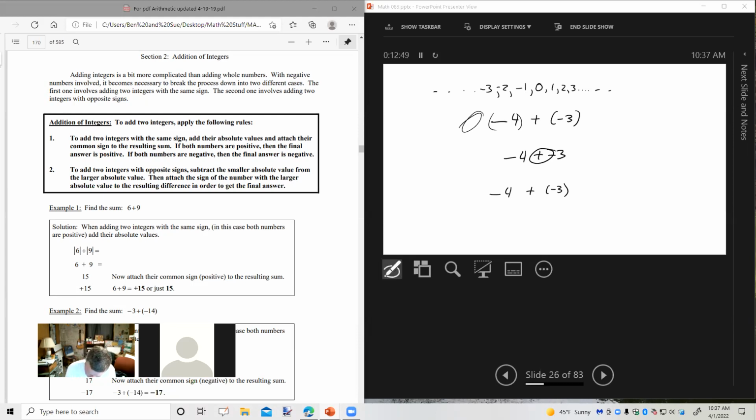Well, let's see. The absolute value of -4 would be 4. The absolute value of -3 would be 3. Adding them together, we'd get 7, but we attach the common sign of the original numbers, so it becomes a -7. So -4 plus -3 equals -7. Any question about that example? All right, let's take a look at another example.